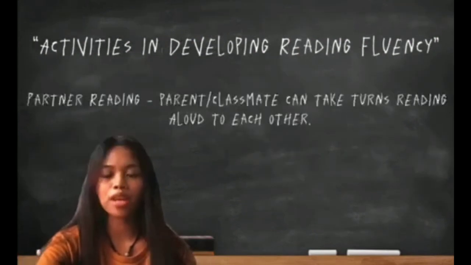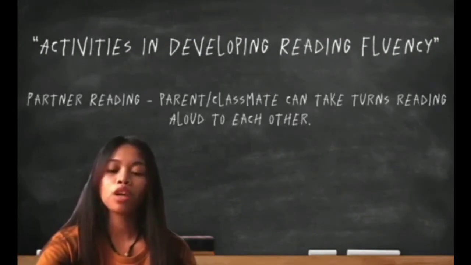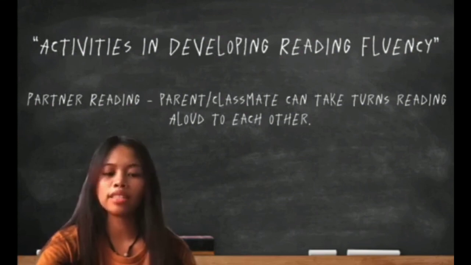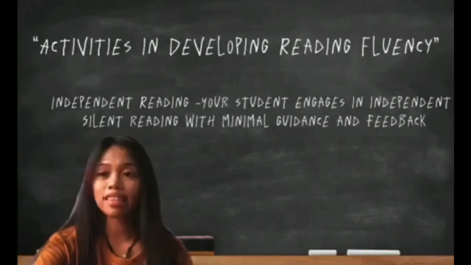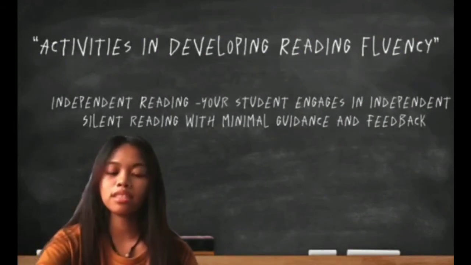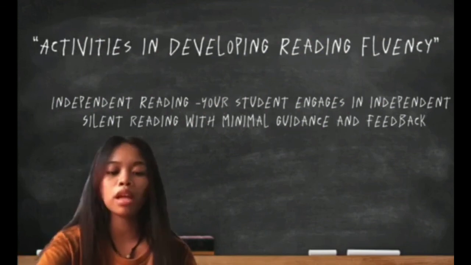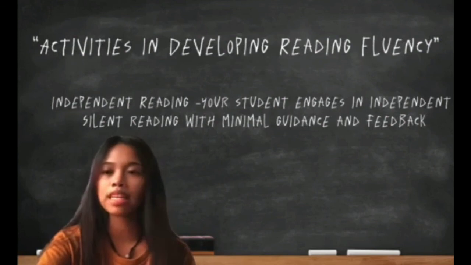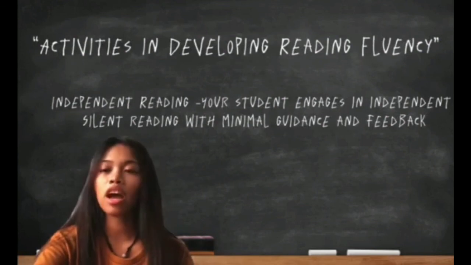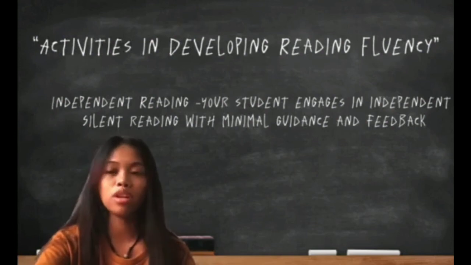Next is partner reading. So it could be a parent or teacher and child who take turns reading out loud to each other. Lastly, which is independent reading, your student engages in independent silent reading with minimal guidance and feedback. So basically this means that the child is more aloof and alone in reading. No need for assistance or whatsoever.